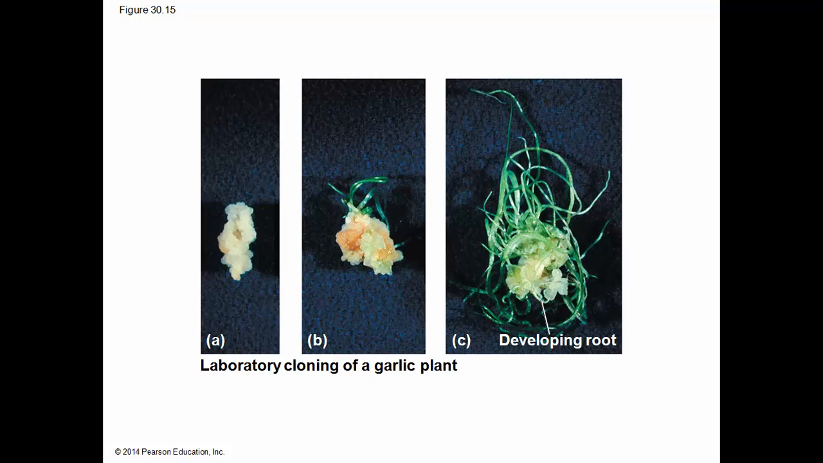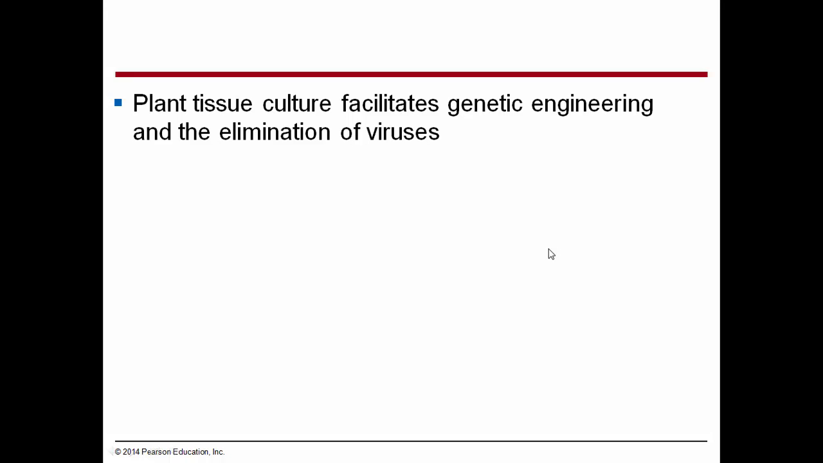Okay, so here's a cloning of a garlic plant. It just shows a mass of undifferentiated cells. I don't know where they might have taken this from, the bulb of a garlic, or they grew it in a test tube somewhere, and then they begin to treat it with certain hormones. Those hormones elicit the growth of the vegetative structures from the plant, and then they cause a root to eventually grow. So you can really play around with plants in the laboratory. Plant tissue cultures facilitate genetic engineering and the elimination of viruses.